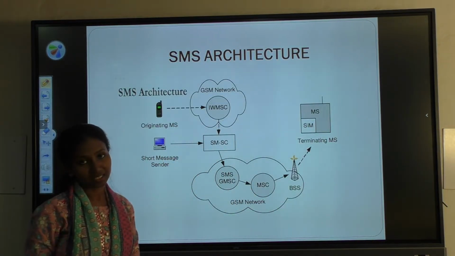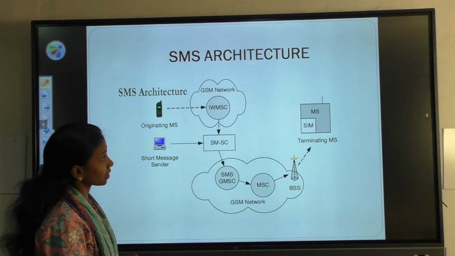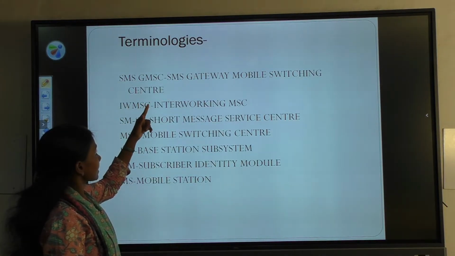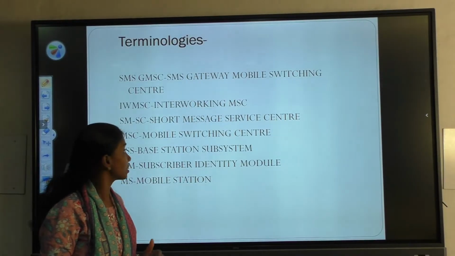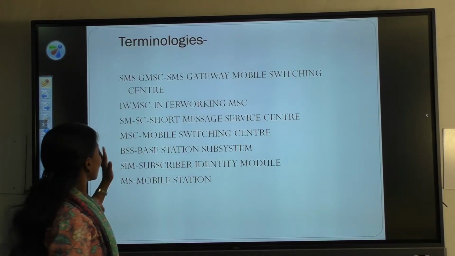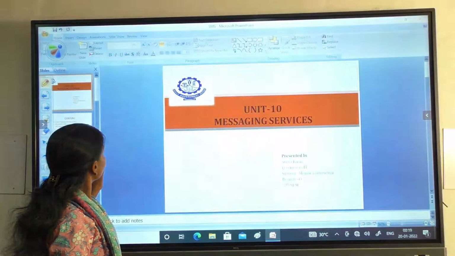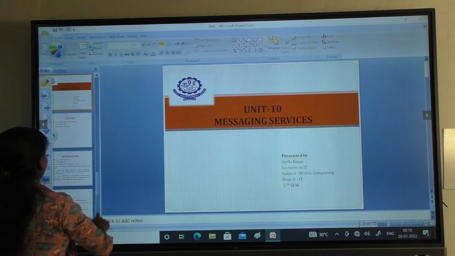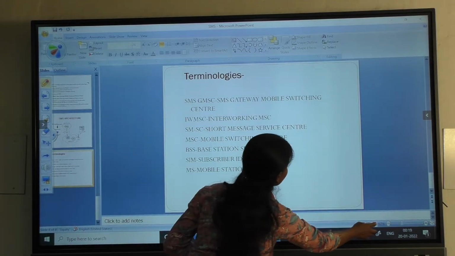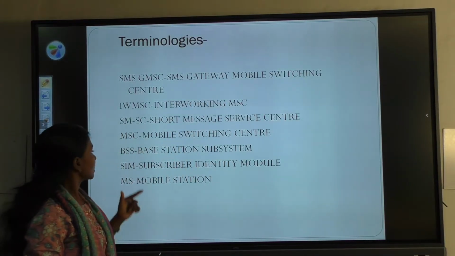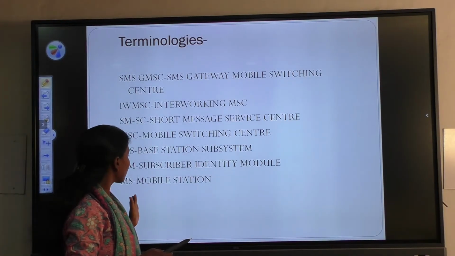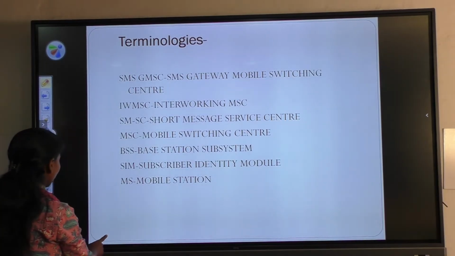Next, come to the SMS architecture. Before going to this SMS architecture, you have to know certain terms: GSM, SMS Gateway Mobile Switching Center, IWMSC, that is the interworking MSC, SMSC, that is the short message service center, MSC, mobile switching center, BSS, base station subsystem, SIM, that is the subscriber identity module, and MS, that is the mobile station. Let's come back.